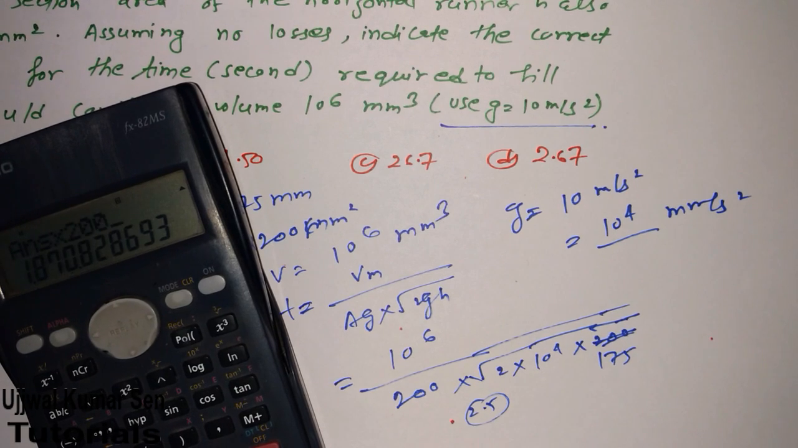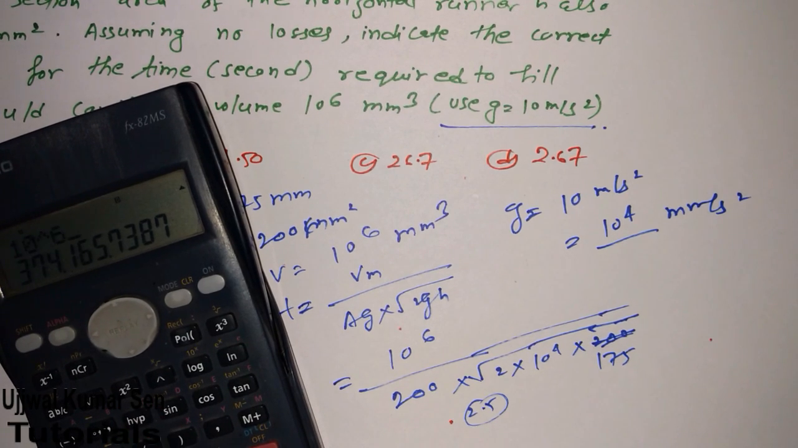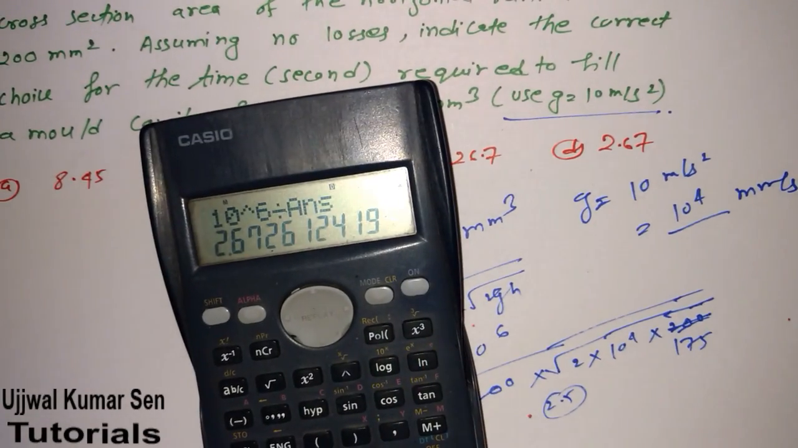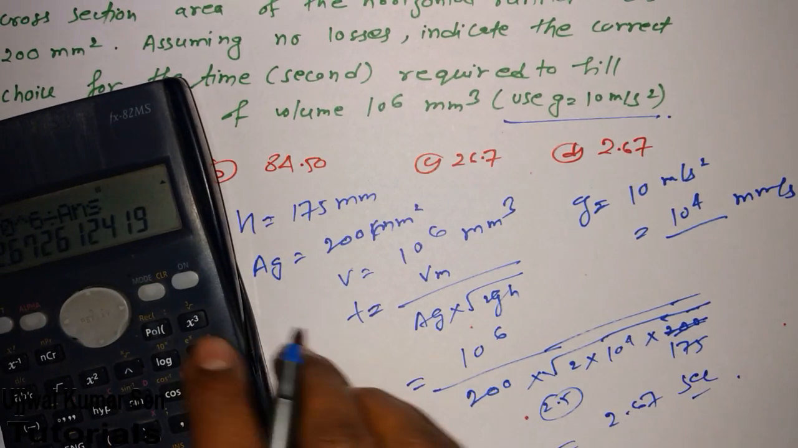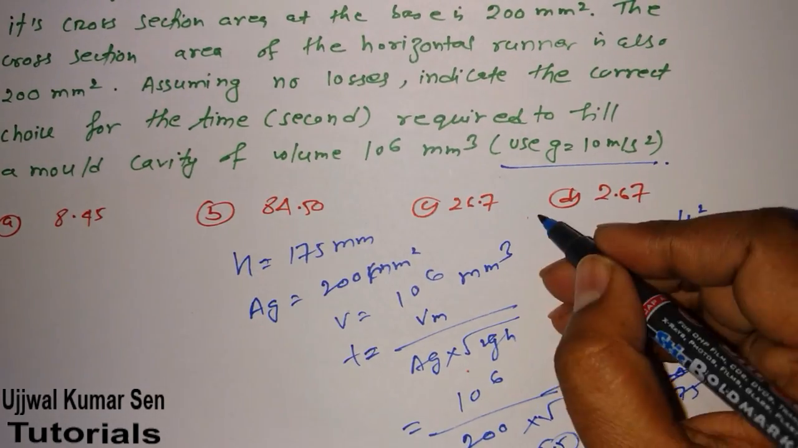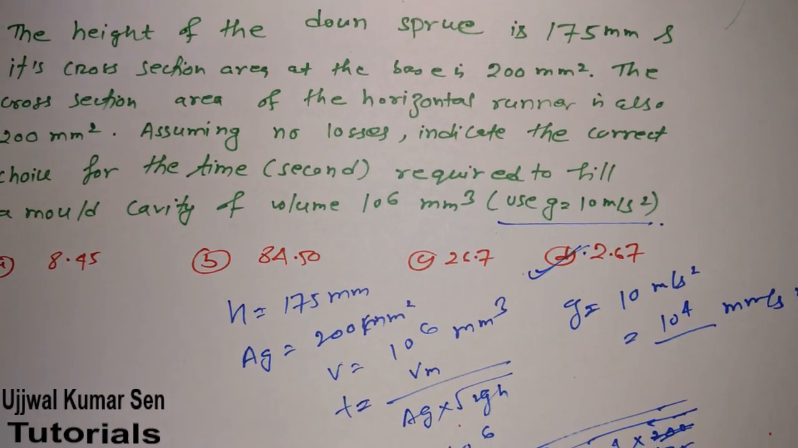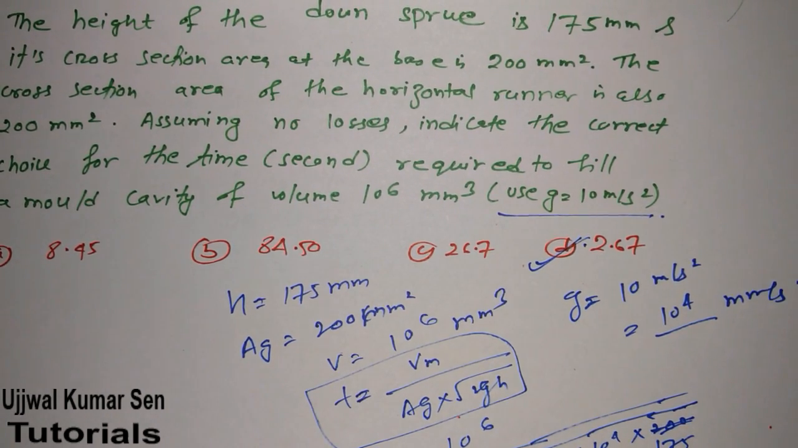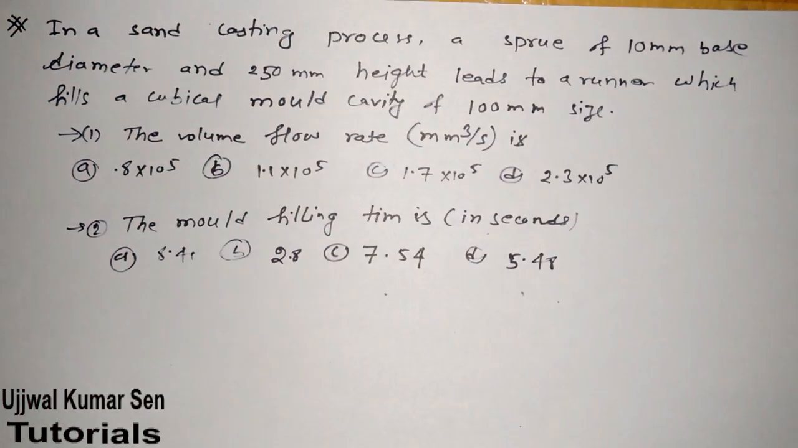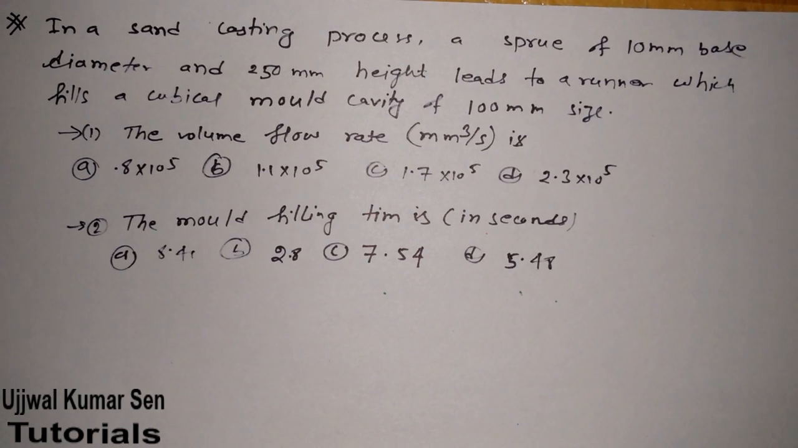Now it's okay. So what we have to do: 2 multiplied by 10 to the power 4 into 175, divided by 2 is this, multiplied by 200 is this, and 10 to the power 6 divided by the answer. So what is the answer here? You can see 2.67. Okay, so the time is in seconds. So this will come to 2.67 seconds. So D is the right answer for this question. So what you have to do is just remember this formula, and you need to know how to implement things in this formula. Once you come to know, things will become quite easier for you.